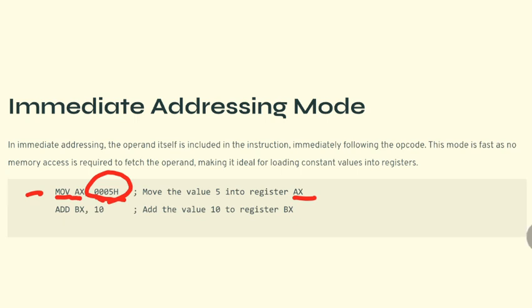In the next example, ADD BX, 10, I am adding the value 10 to the value available in the register BX. This is immediate addressing mode, where data is not stored in memory. It is good when we need to load constant values, when I need to store a constant value in a register. At that time it is very useful.